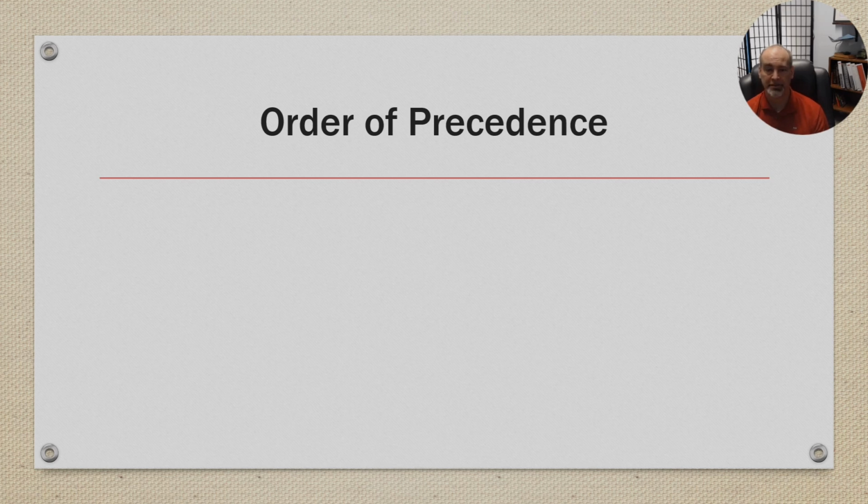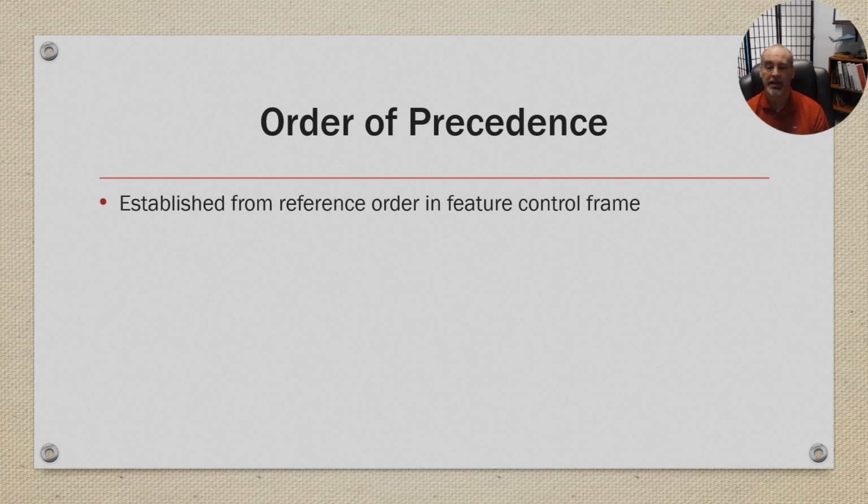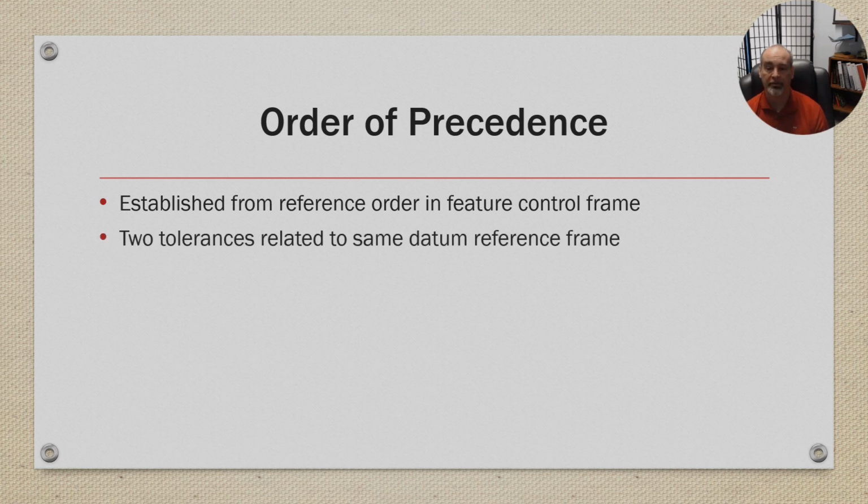Order of precedence. Established from reference order in the feature control frame. Okay, it's not alphabetical.